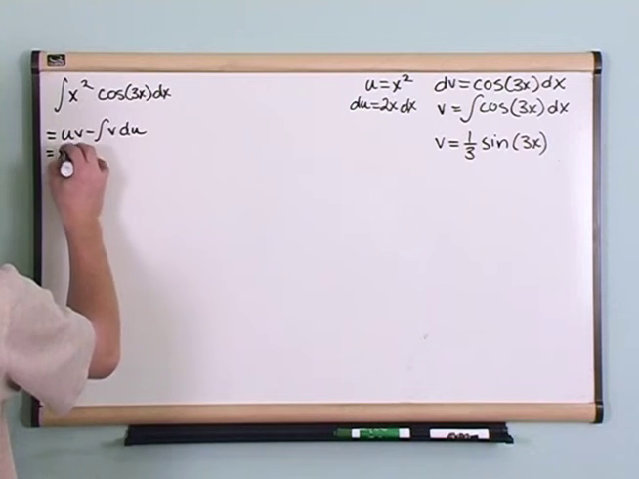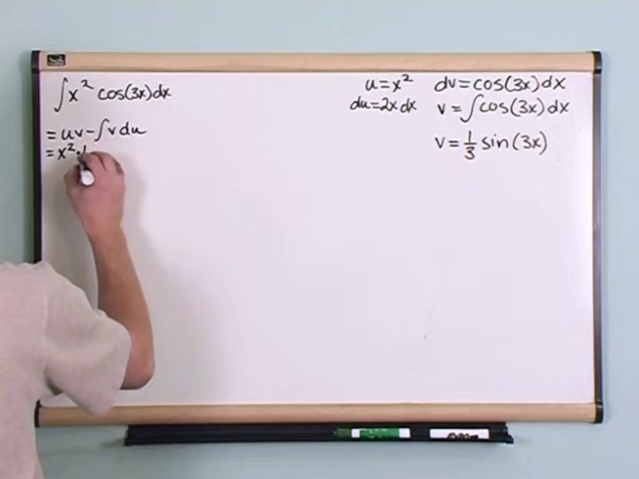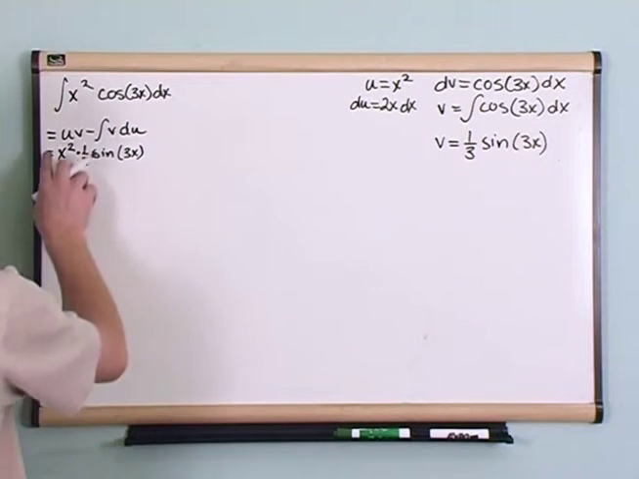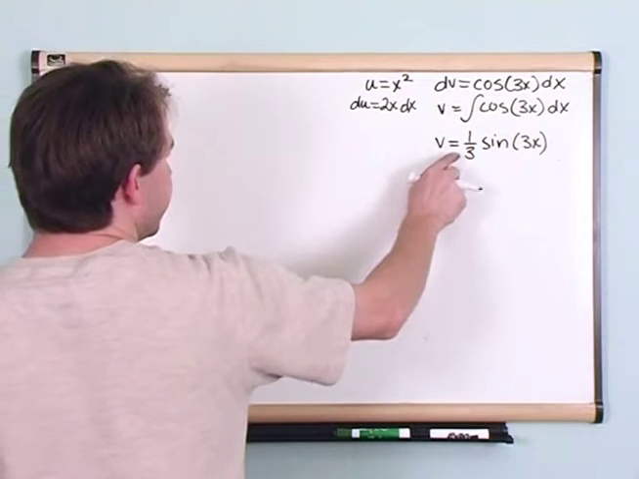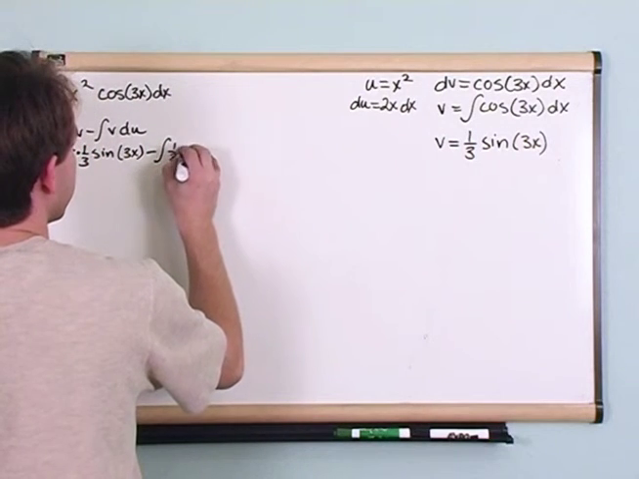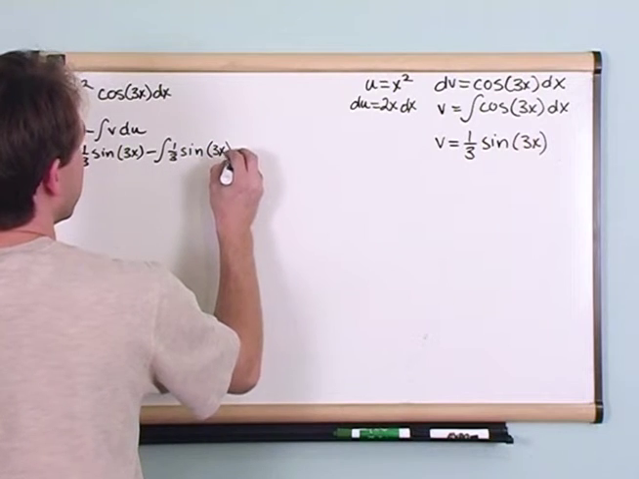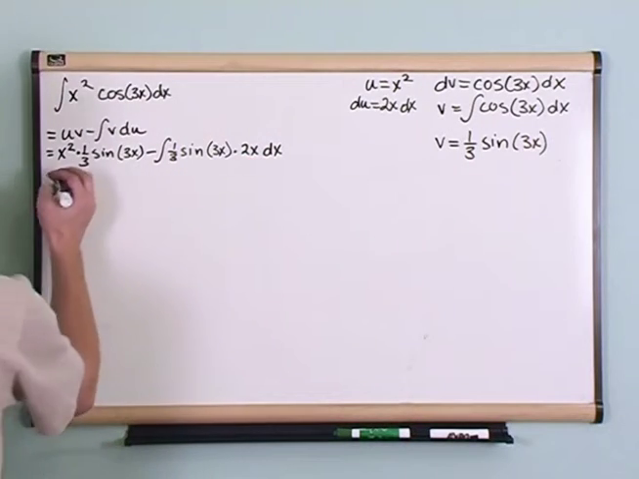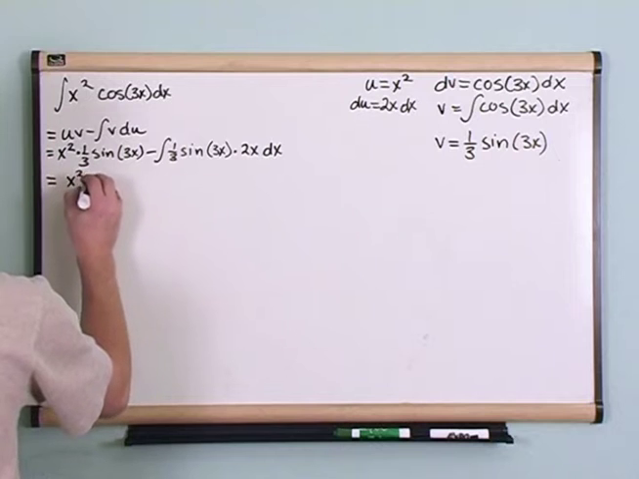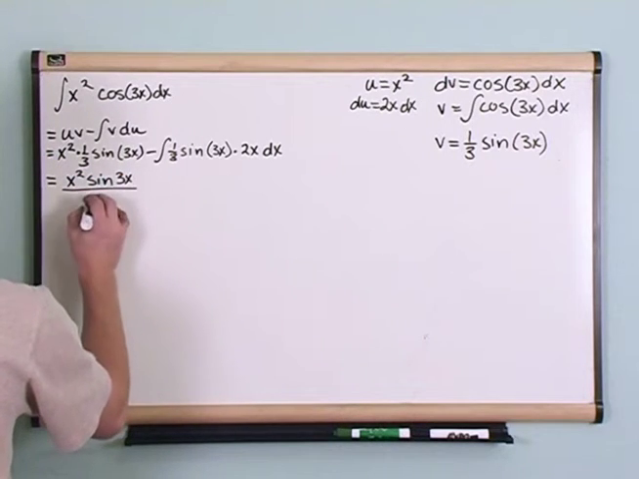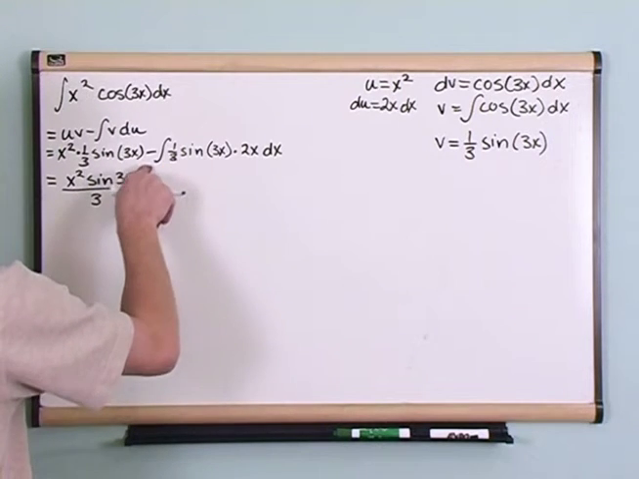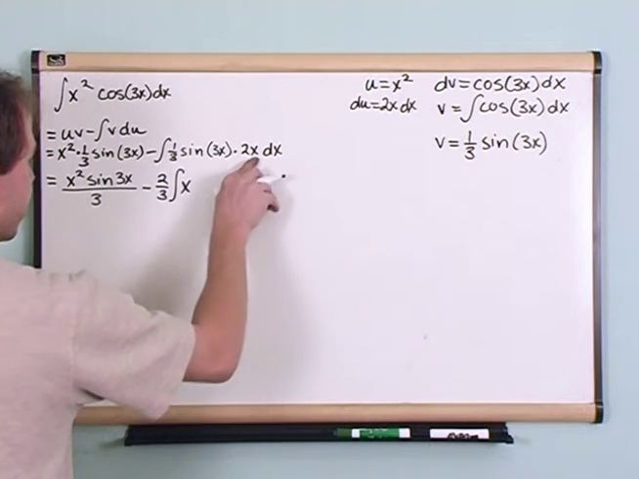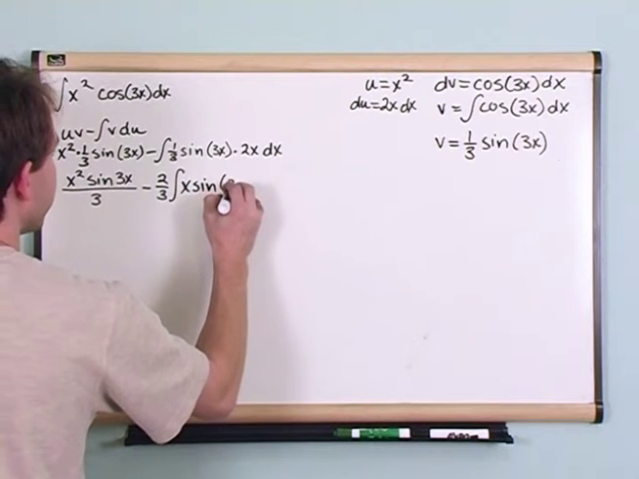Okay, u is x squared. v is 1/3 sine of 3x. Okay? That's uv minus the integral of v, which is 1/3 sine of 3x. du is 2x dx. So let me rewrite it. What you'll have is x squared times the sine of 3x over 3 minus, I'm going to pull this 1/3 out, and I'm going to pull this 2 out. So I'm going to have 2/3 times the integral of x, that comes from here, times the sine of 3x dx.